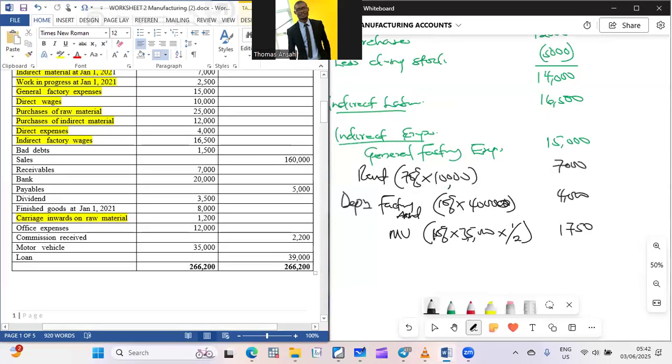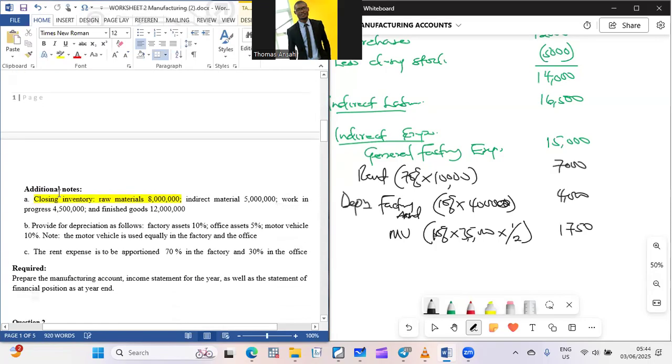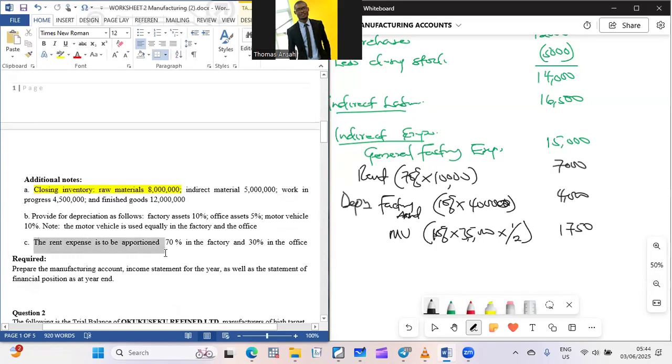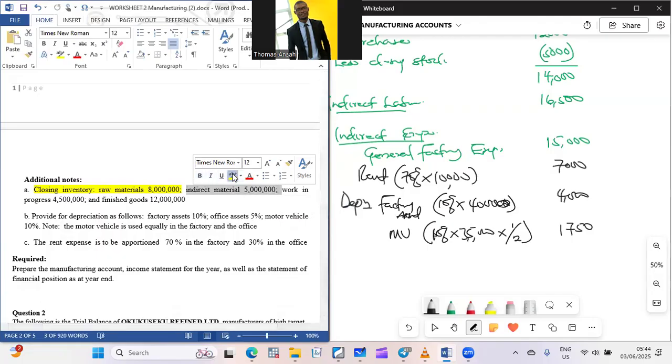All right. What else haven't we done? So the depreciation is done. What else did we delete that we've not brought back again? So the wages is captured. Everything is captured, right? So we've done the rent, we've done the motor vehicle, we've done the factory asset, we've captured this one too.